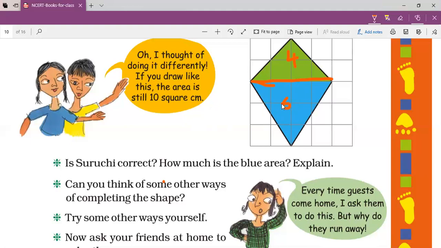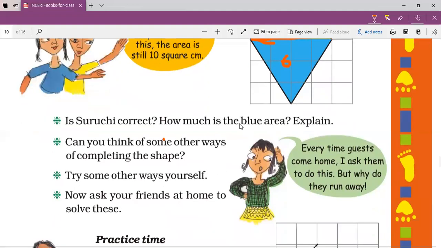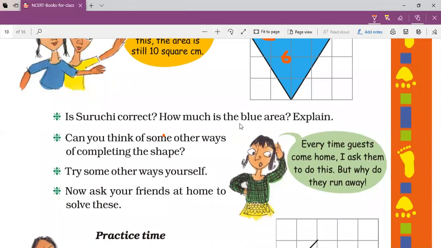Understood? If still you have to find it, you can see the completed area, then you can see the half area, add that half area, and the more than half covered area also you can see here. And they have asked us to try other ways yourself. Try some other ways. You can draw the grid lines in your maths notebook, try the shapes, and play this game with your parents also.